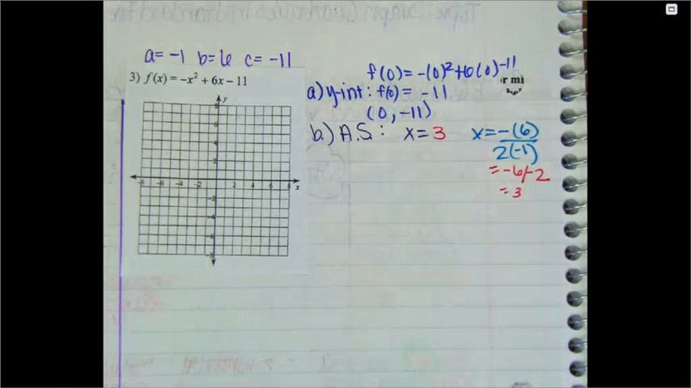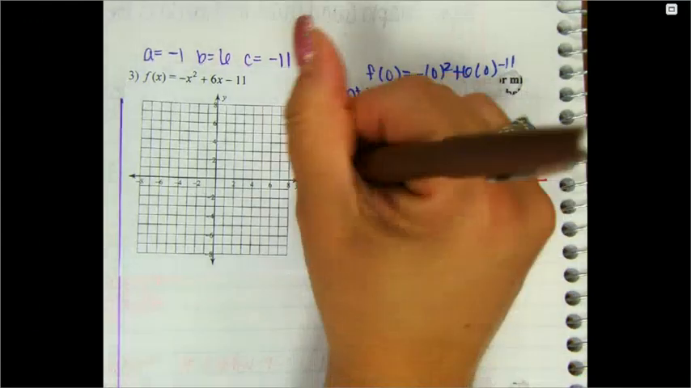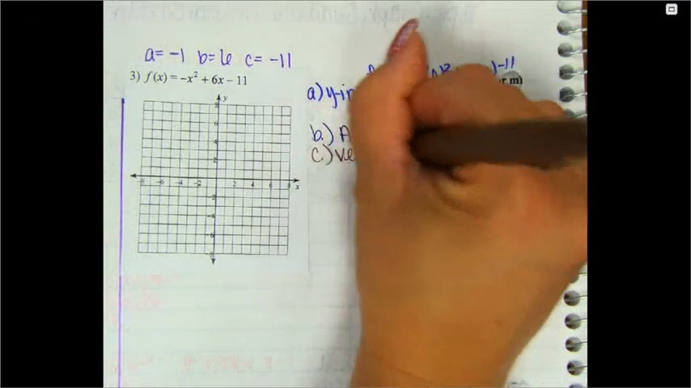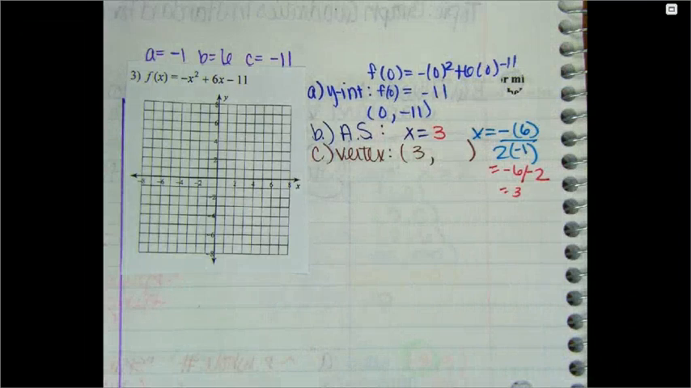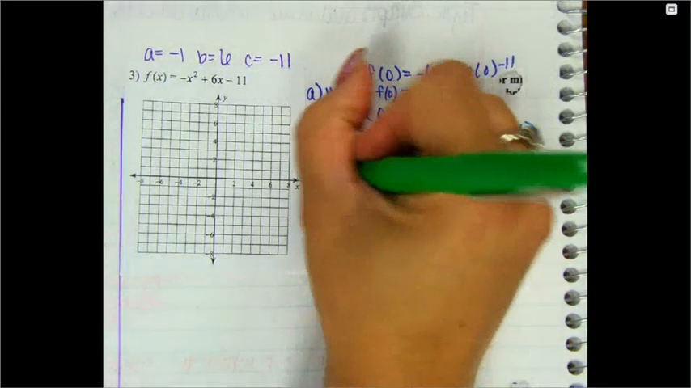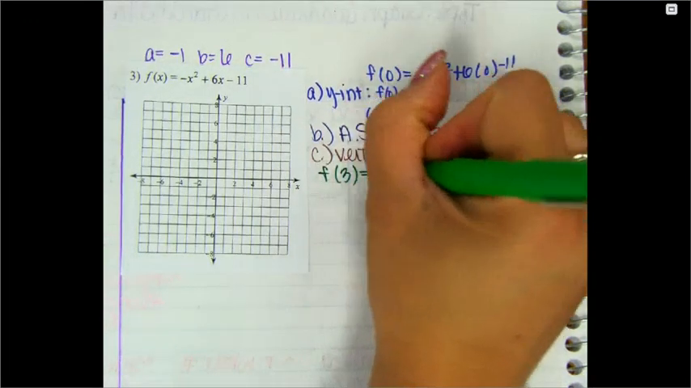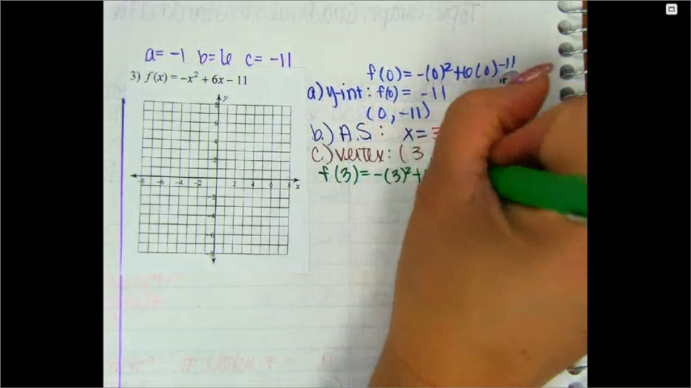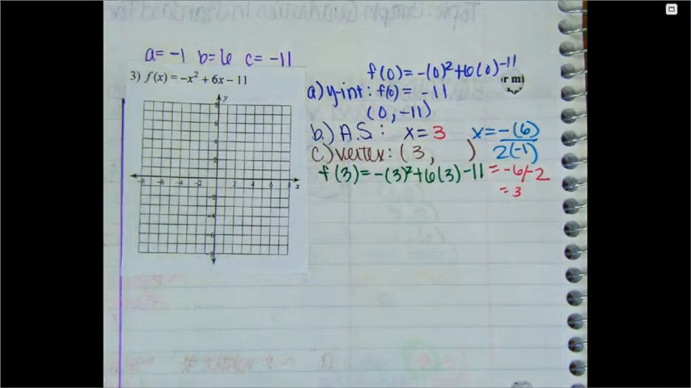Did I find part of my vertex? Yes. So I know it's 3 comma something. How do I find the something? I plug in positive 3 for x. So I'm going to say f of positive 3 equals negative 3 squared plus 6 times 3 minus 11. This is where you will get it wrong if you are not careful. That does not say negative 3 squared. That says 3 squared with a negative.